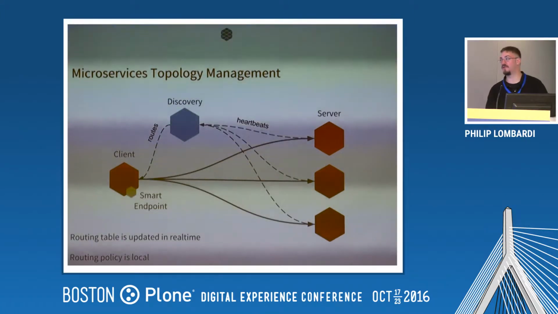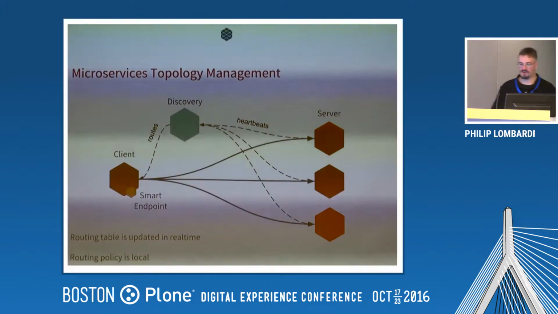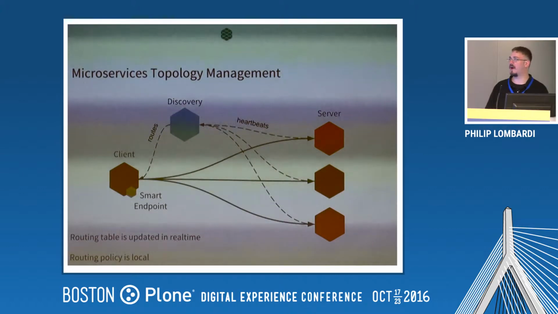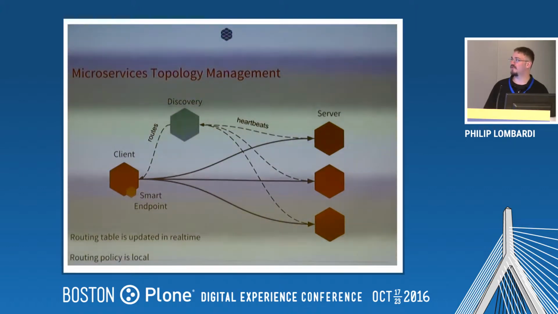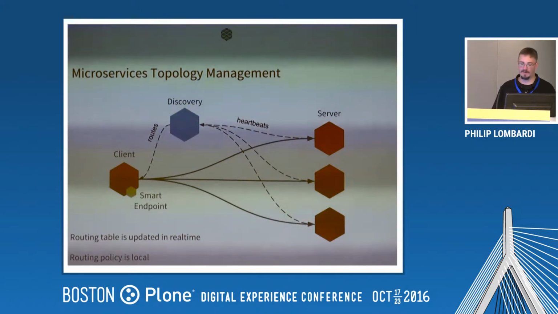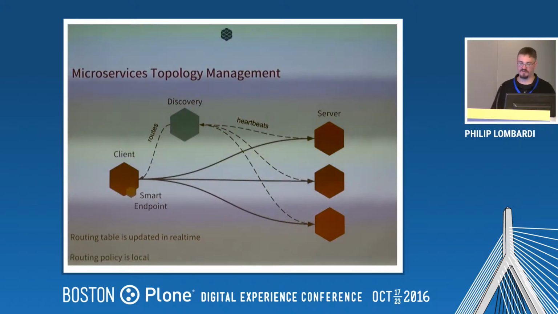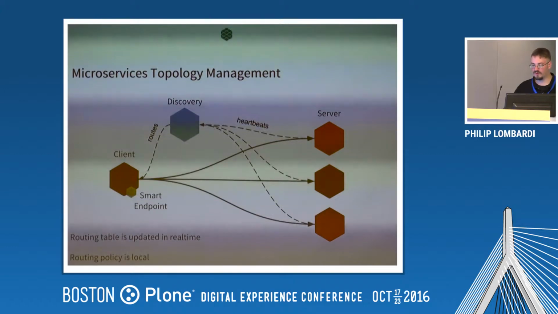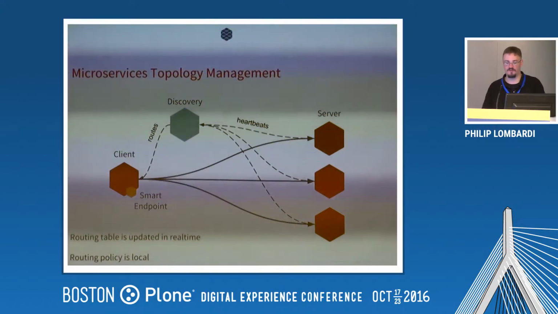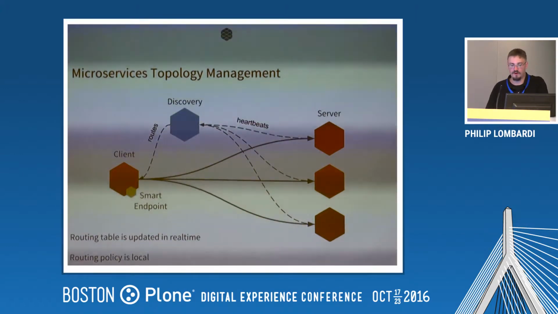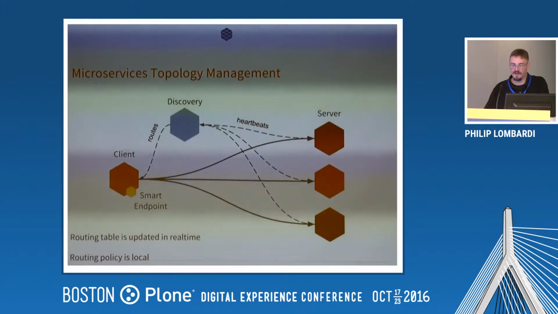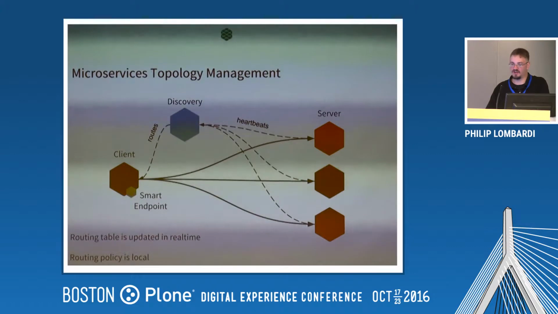Microservices topology management looks a little bit different. We actually get rid of the load balancer, and we make it so that the individual servers are sending heartbeats to discovery. Heartbeats go to discovery and those routes are propagated to the client in real time. Then the client no longer talks to a load balancer, it talks directly to individual server addresses in this system. So it knows where these servers are in your network and it can just talk to them, and it has a local routing table that it can change.